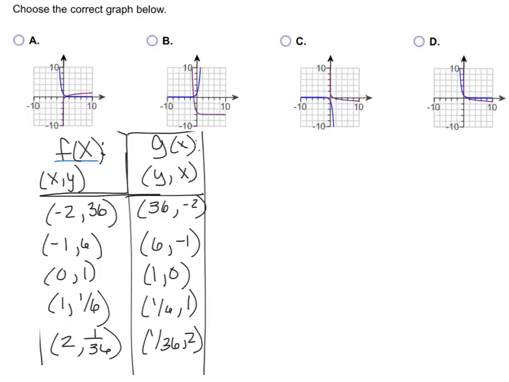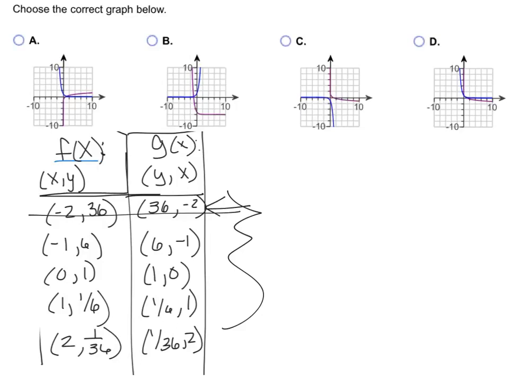Now I'm asked to choose the correct graph. So I have 4 graphs here, and I have the ordered pairs of f of x, which is the exponential function, and g of x, which is the logarithmic function. And I'm going to plot each of these ordered pairs on the graph and select the graph that is correct. Now, first, notice that my first set of ordered pairs, the -2, 36, I cannot graph on the graphs that are given to me because the graph doesn't go up to 36. So I'm just going to not look at those.